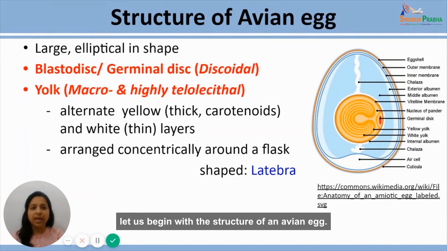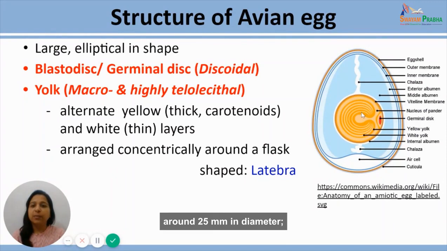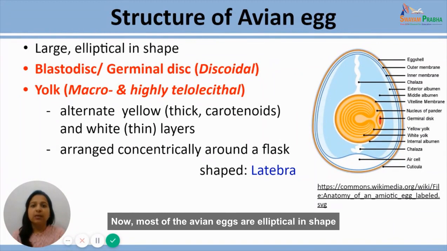An avian egg is quite large in size. The common domestic chicken egg that we see around us is also quite large, around 25 mm in diameter, though it is a single cell, but it is quite large in size. Now, most of the avian eggs are elliptical in shape. That is, they are narrower at one end and broader at the other.